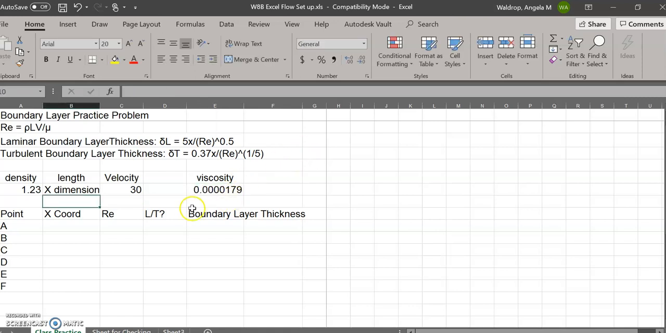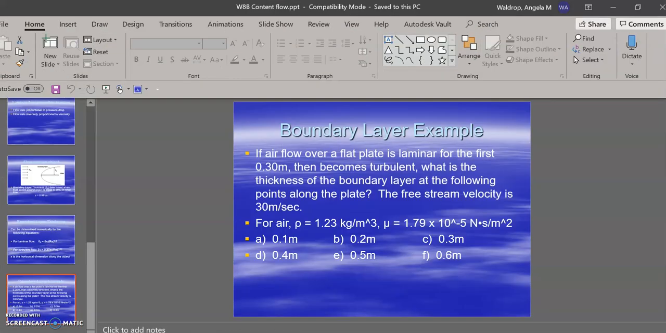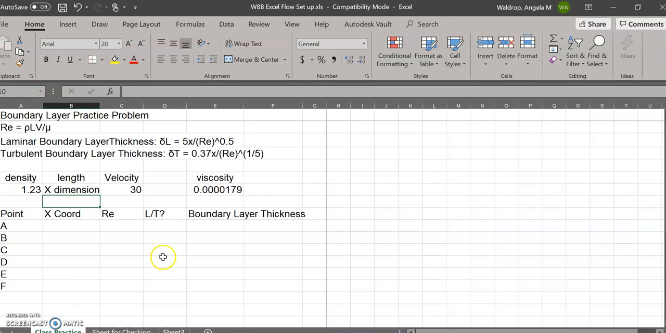All right, and you can see it simplifies it for me. Now my x coordinates that I need in my problem are in increments of 0.1 from 0.1 to 0.6. So I'm going to go 0.1, 0.2, 0.3, 0.4, 0.5, and 0.6. So my problem is set up.